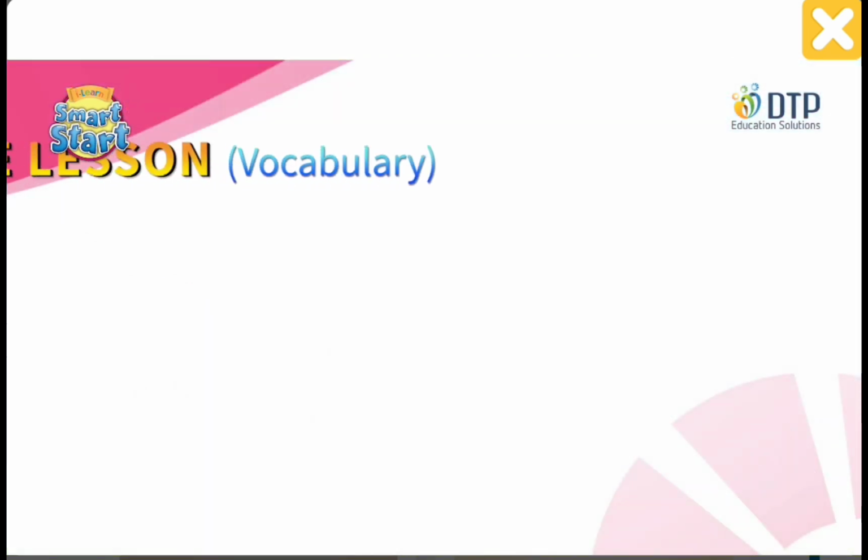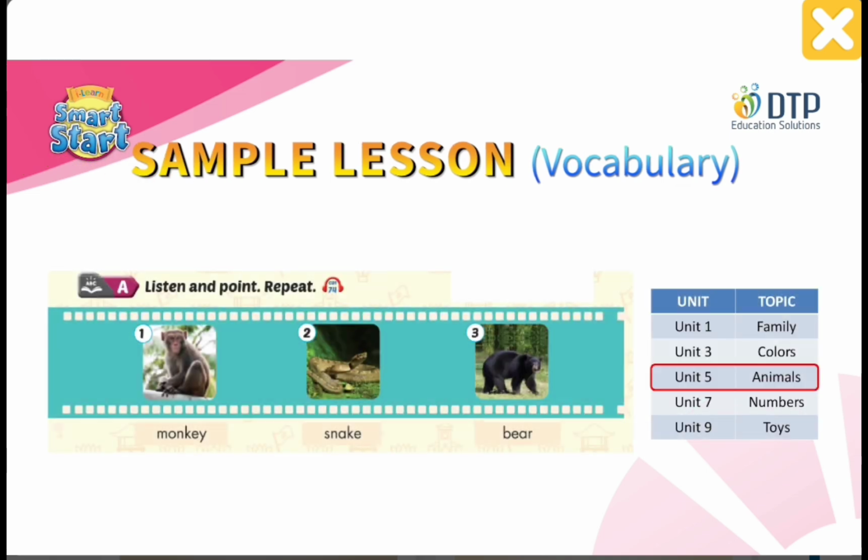All right, so it's time to teach the vocabulary words. Of course, first, let your students listen to the audio, point at the words, and repeat. Then you can apply your own fun activity. Since iLearn Smart Start provides flashcards for the teachers, use the colorful flashcards in your games to help your students practice pronouncing the vocabulary words.